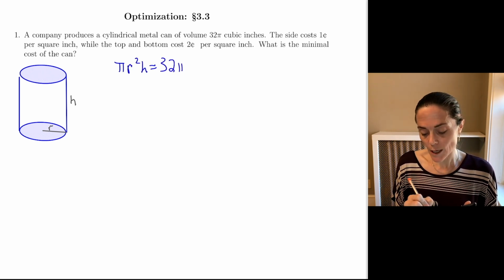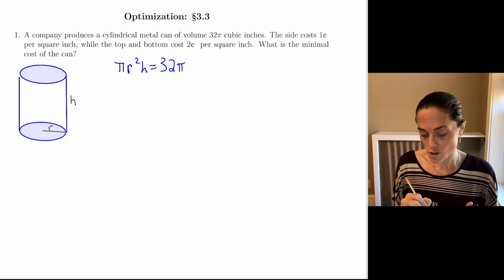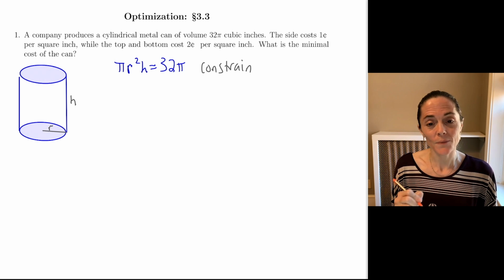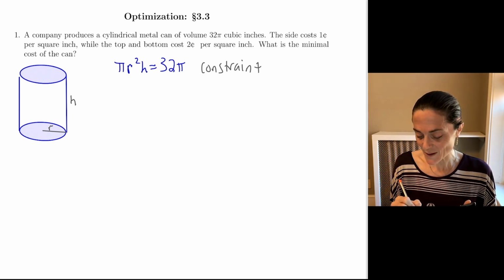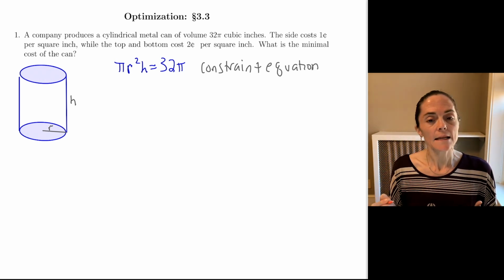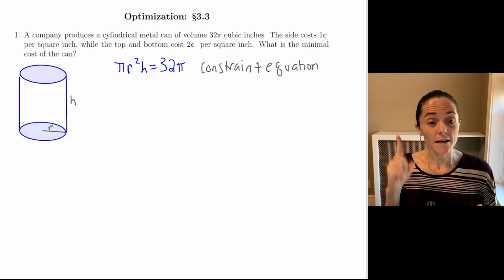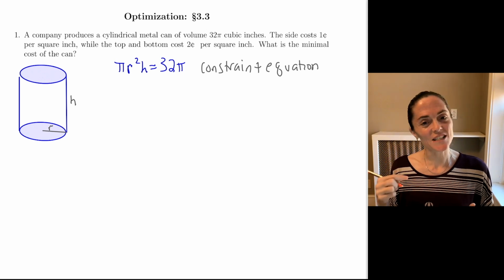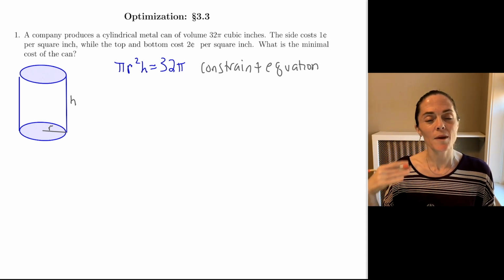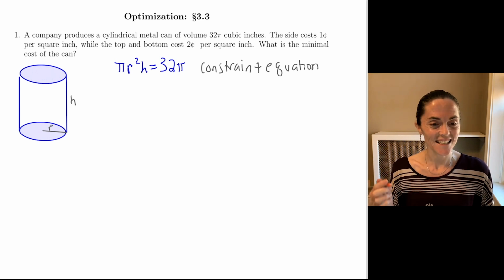Now you notice this is an equation, and this is our constraint equation. We're not trying to maximize or minimize volume. It's given. So this is our constraint equation. Now, we're trying to find minimal cost. So let's write a function of cost. Initially, this function will be of both r and h.